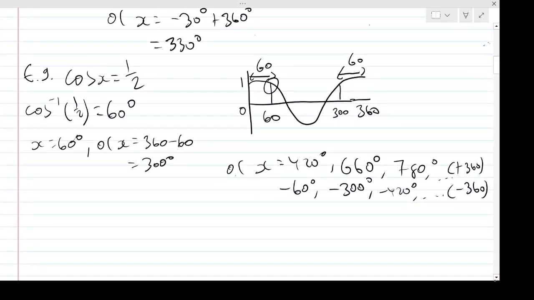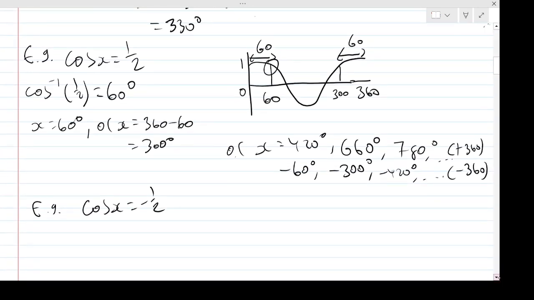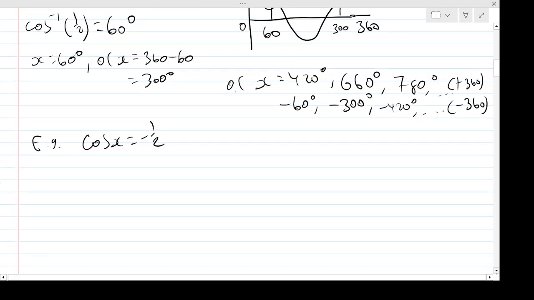Right, so that's when cos is positive. What about if cos is negative? Say we had cos x is minus a half instead. Again, the first step is to do inverse cos of minus a half. That would be minus 60, I believe. No, 120, sorry. Oh, 120. Okay.